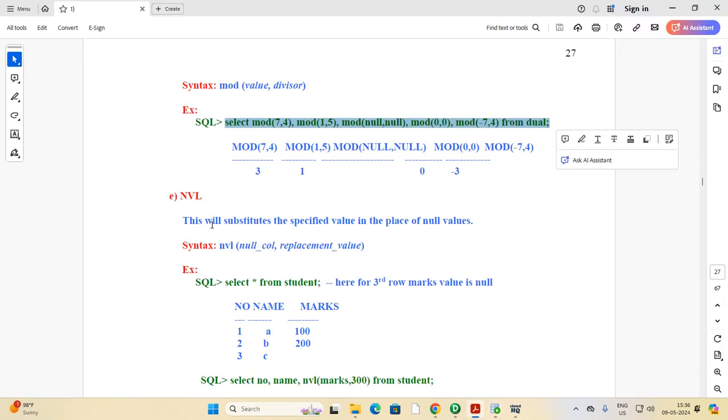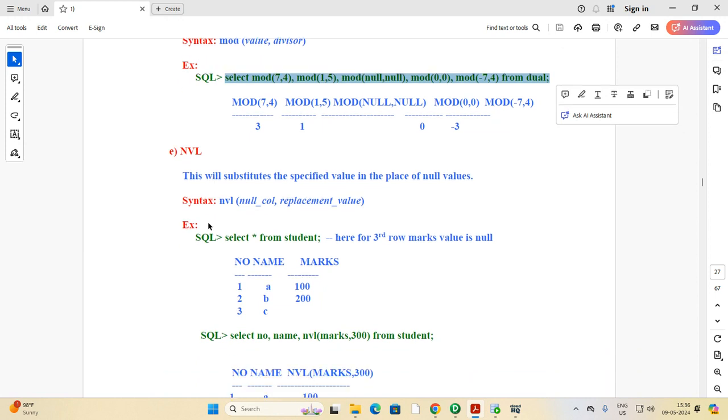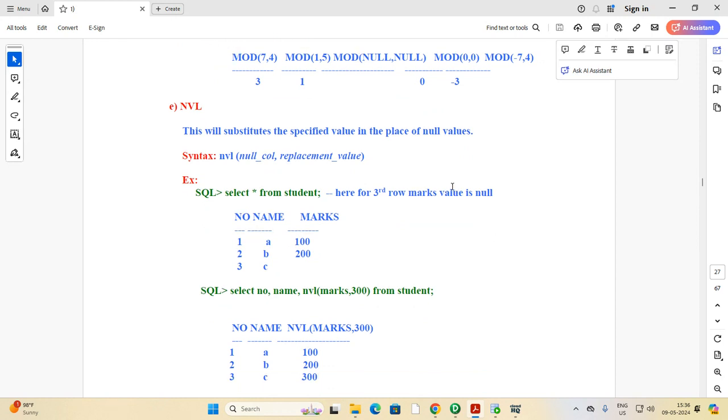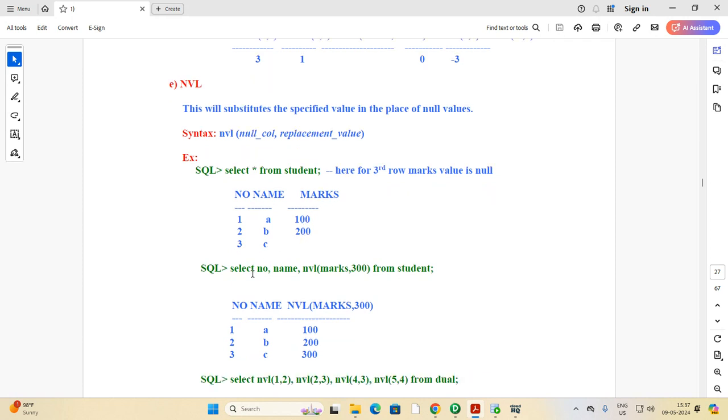NVL function. The NVL function substitutes a specified value in the place of null values. If you see here, select star from student with number, name, marks: we have 1, 2, 3, ABC, 100 and 200. Select number, name, NVL, where we have blank, meaning the null value, we are pushing marks as 300.